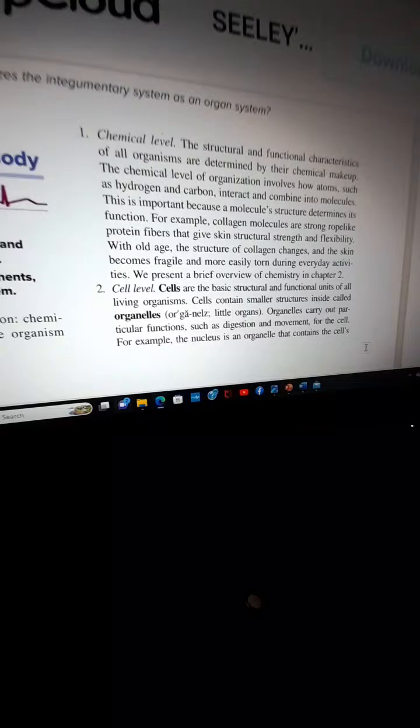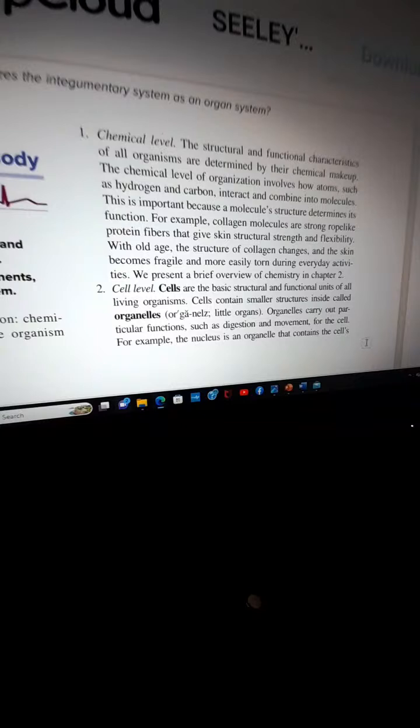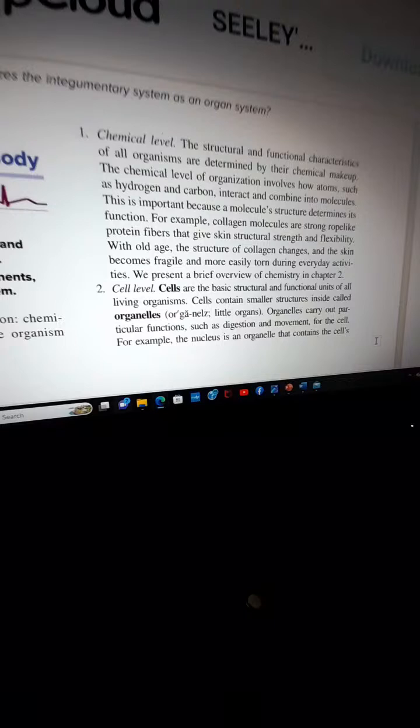Okay. For example, collagen molecules. We use collagen for skin and so forth. They are strong rope-like protein fibers that give skin strength and flexibility. With old age, the structure of collagen changes and the skin becomes fragile and more easily torn during everyday activities. We present a brief overview of that in chapter 2.